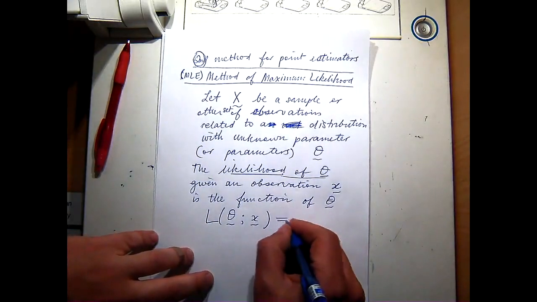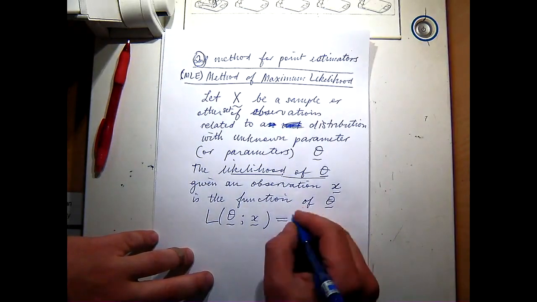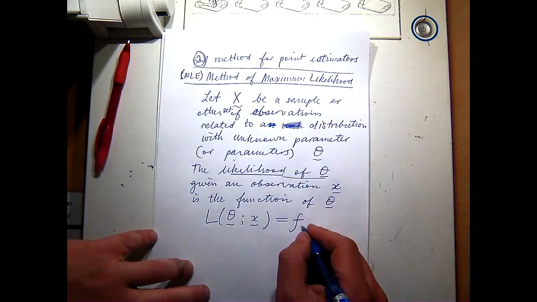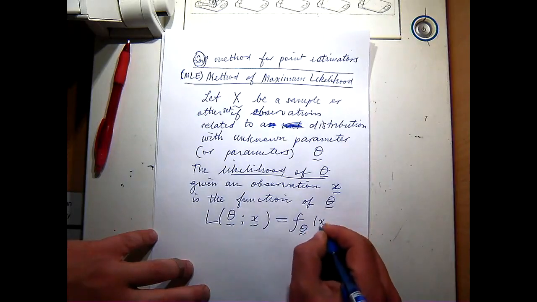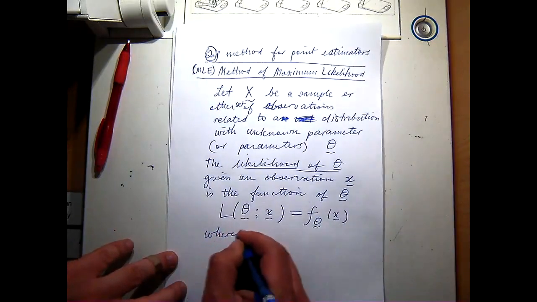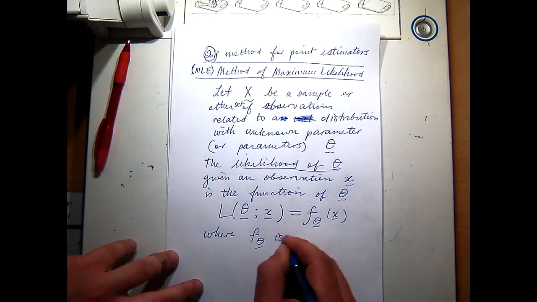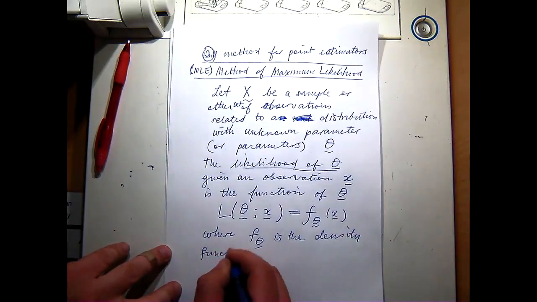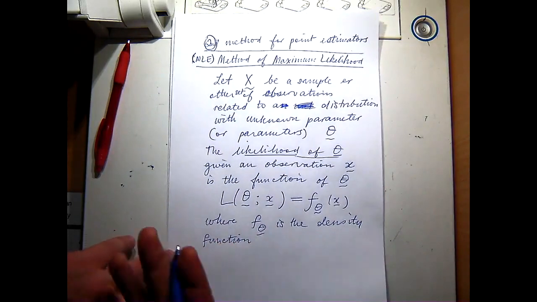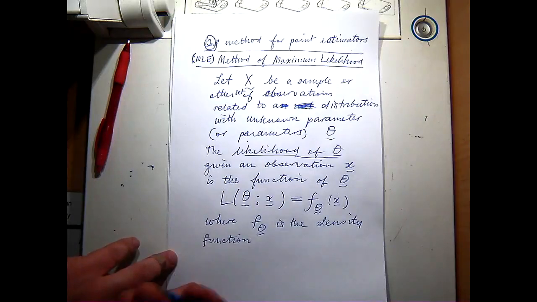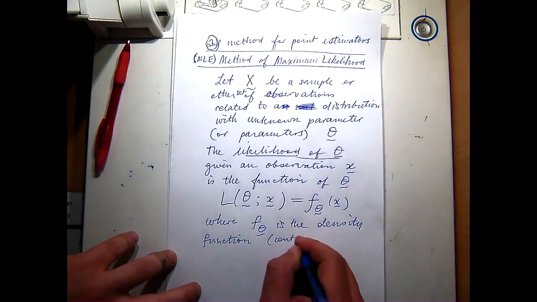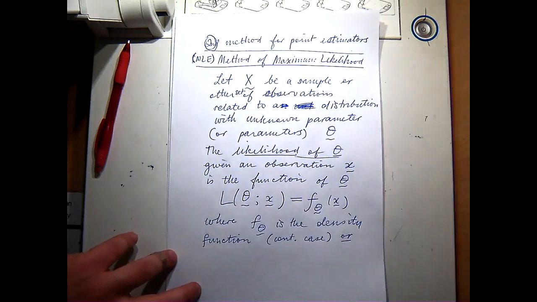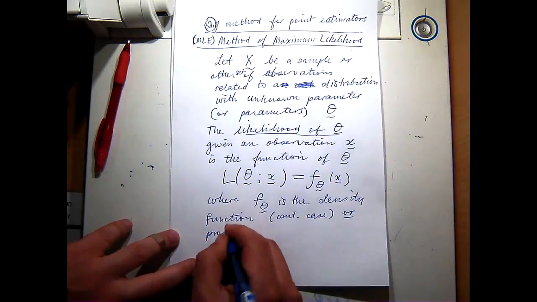It equals nothing other than f theta of x, where f theta is the density function. There are actually two cases: in the continuous case you have a density, and in the discrete case you have a probability mass function. But I'm going to call it f in both cases because I want to cover the same material.